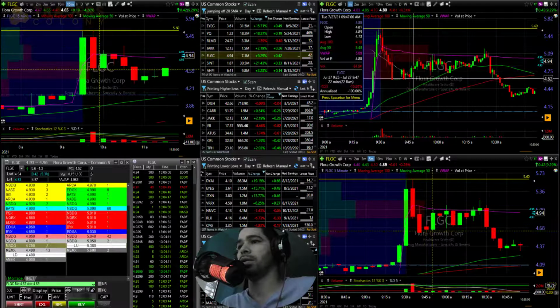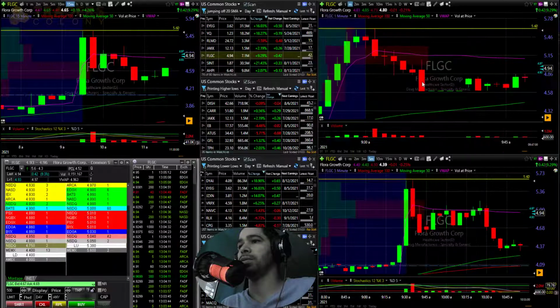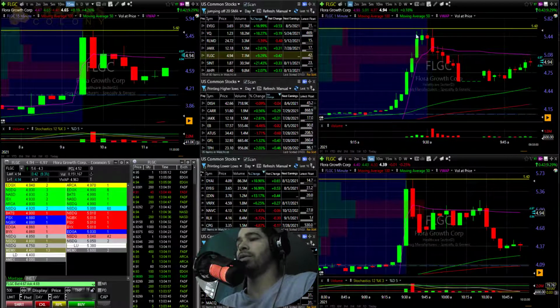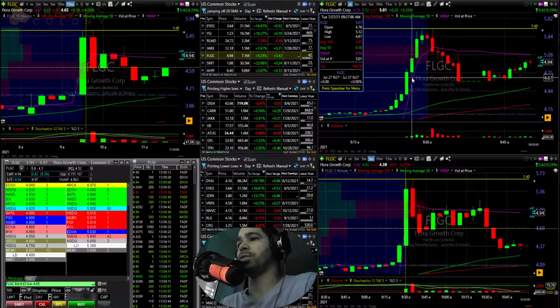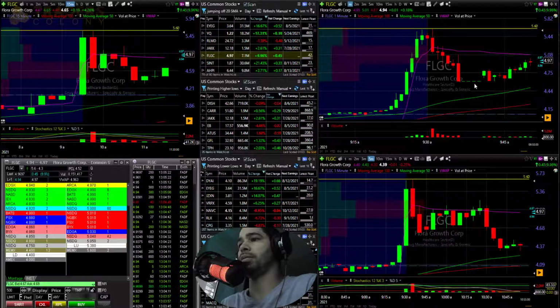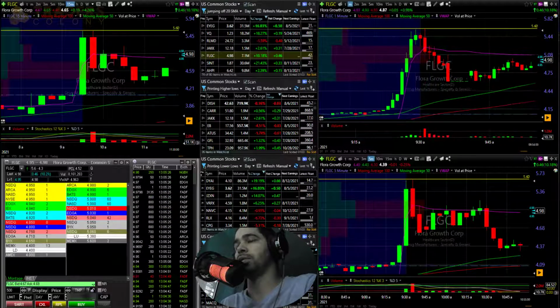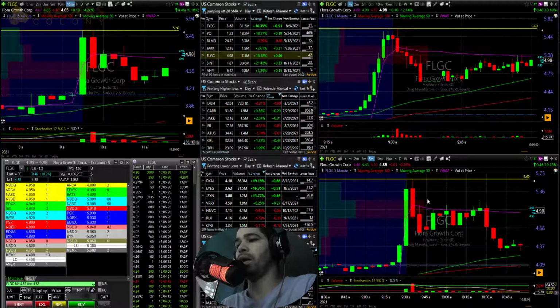Let me just get this a little bit closer to bring you the idea that I'm talking about here. You can see how it got halted and it resumed very close to the low of this candle in 1 minute, and it made a little base and started to get some accumulation going right back up towards the VWAP.